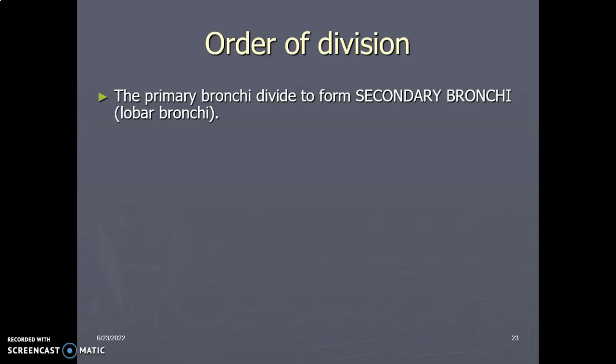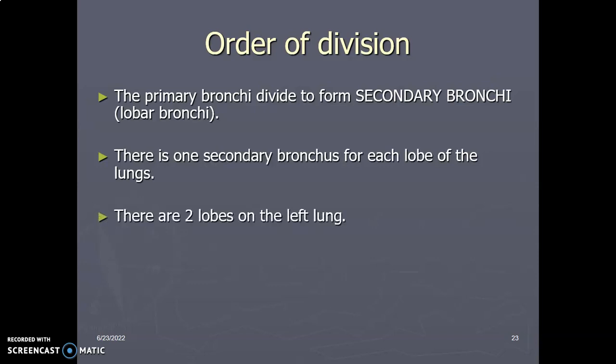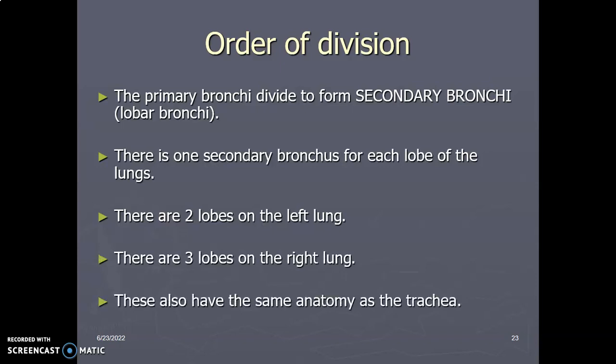So, the conducting portion of the airway bifurcates at the sternal angle of the fifth thoracic vertebra to form the primary bronchi. These two will divide to form secondary bronchi, which are the lobar bronchi. There is one secondary bronchus for each lobe of the lung. The right lung has 3 lobes, the left has 2. So there are 2 lobes on the left and 3 lobes on the right.